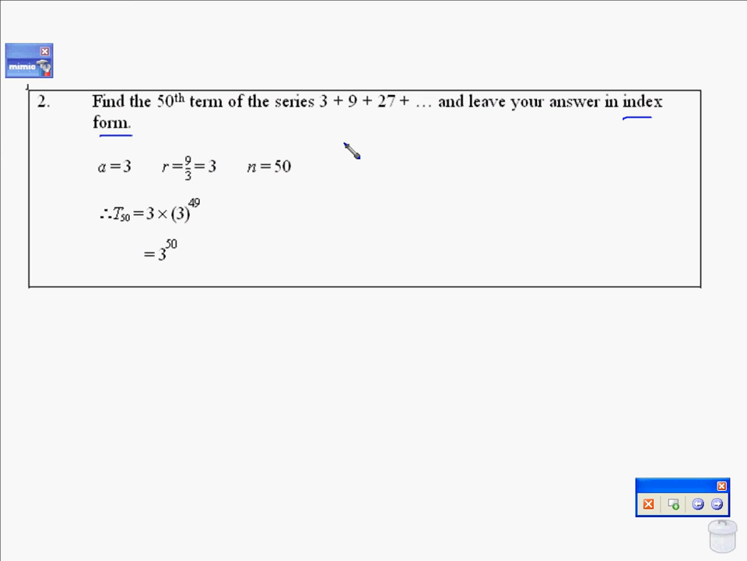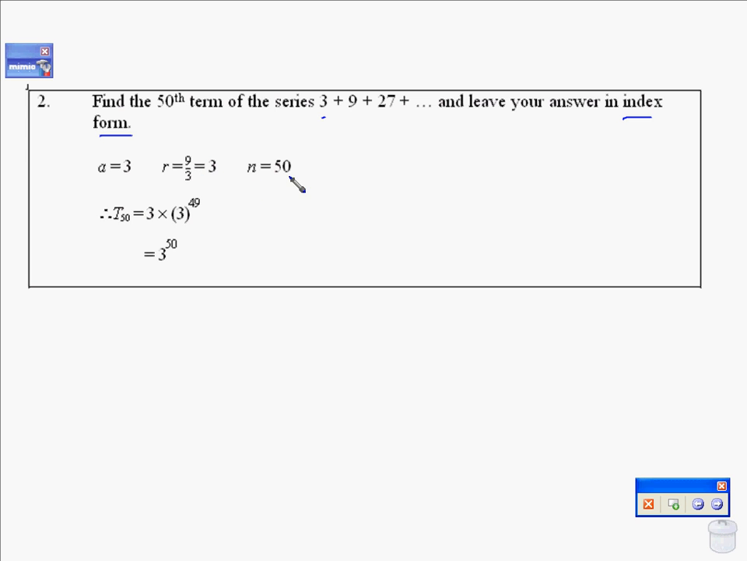So instead of scientific notation, we'll just put in index notation, which is just as easy in this case. So for the term of the series, we can find a again. a is 3. To get to 9, we have to multiply by 3. To get to 27, we multiply by 3. r would be equal to 3. You can see the second term divided by the first one here.